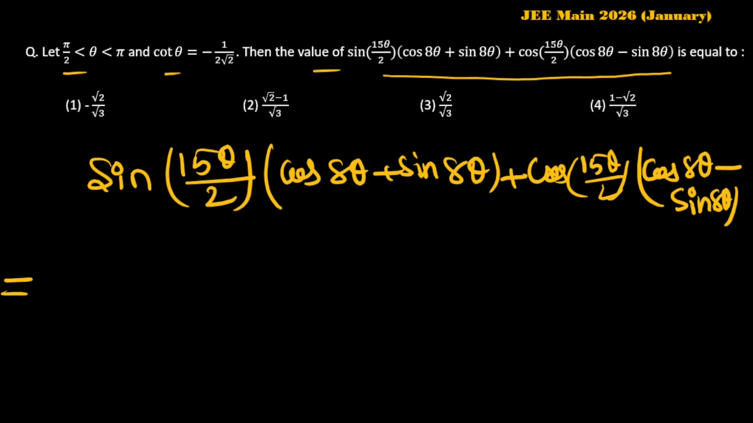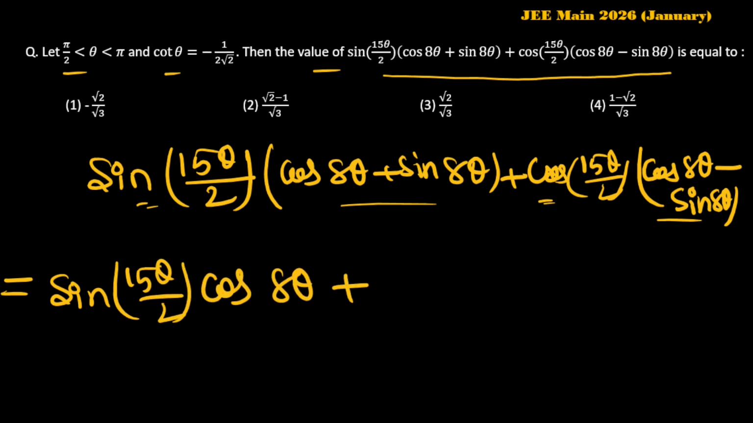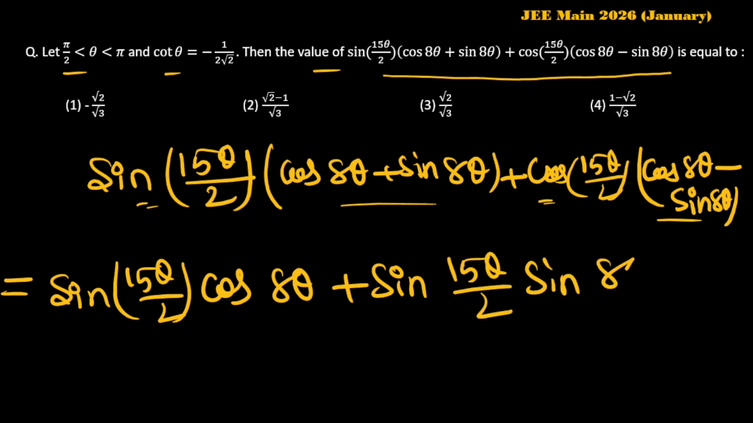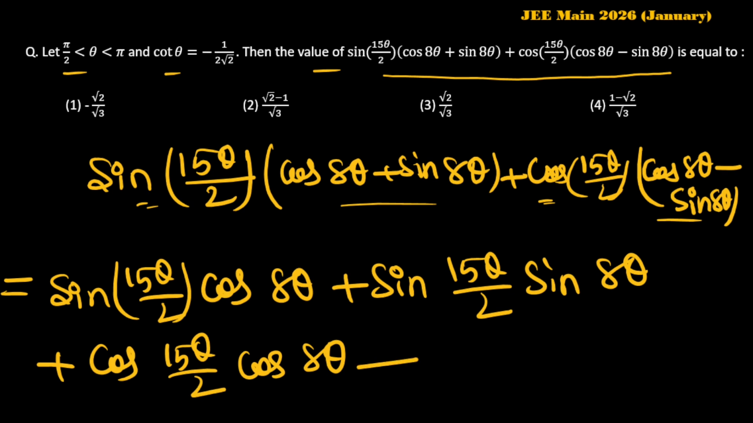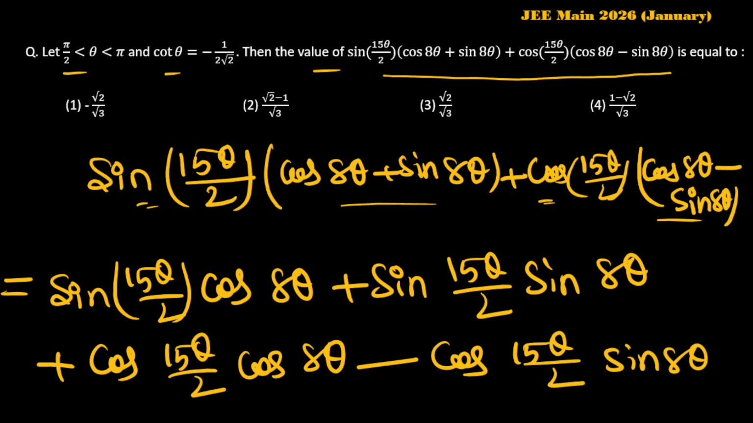Now we expand this, so we multiply sine by this whole bracket and cos by this whole bracket. So that is sin 15 theta by 2 cos 8 theta plus sin 15 theta by 2 sin 8 theta. Second is cos 15 theta by 2 cos 8 theta minus cos 15 theta by 2 sin 8 theta. Why do we expand? If you carefully see, we get a formula.